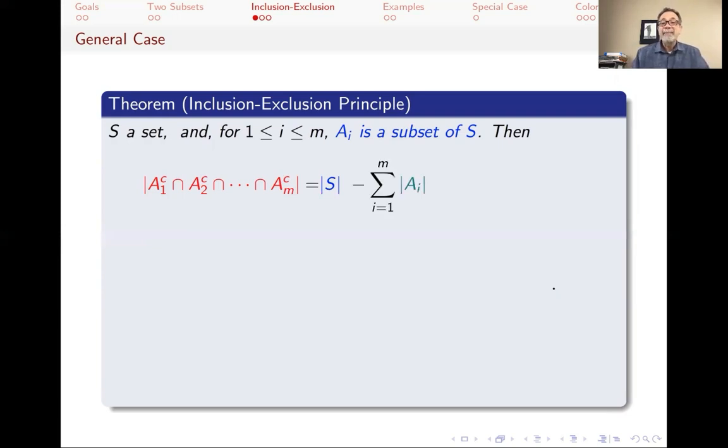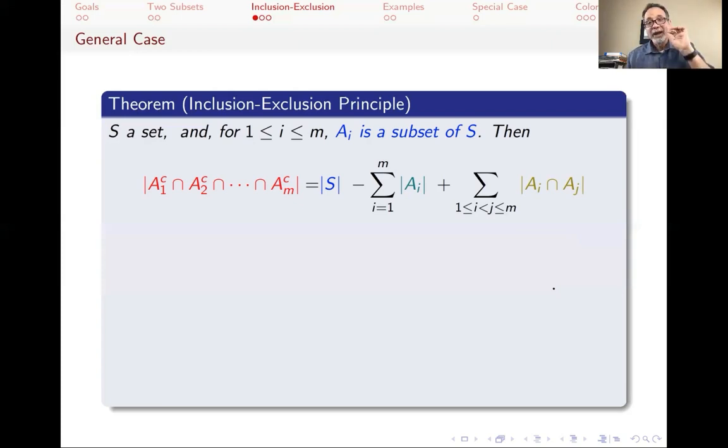So I have M terms that I'm taking out, but I overdid it, because whatever elements were in A1 intersection A2, we took those out when we took A1 out. We also took them out when we took A2 out. So we have to put one version of those back in. And we have to do that for every pair of i and j where i and j are not equal. So for every pair, we have to take one such intersection out.